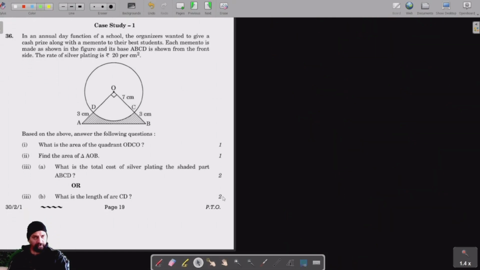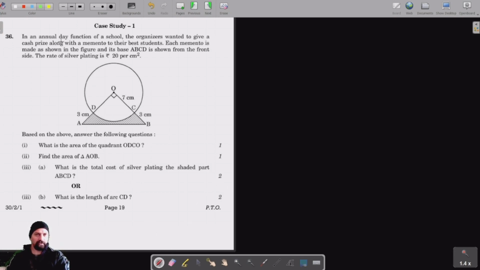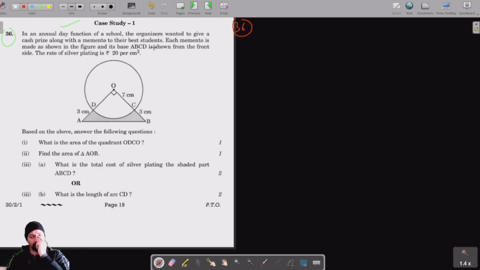Okay, for question number 36, this is the first case study. It's given that in an annual day function of a school, the organizers wanted to give a cash prize along with a memento to the best students. Now, this is the shape of the memento, which is made of a base ABCD on which there is the memento in circular form, and the rate of silver plating is rupees 20 per centimeter square.